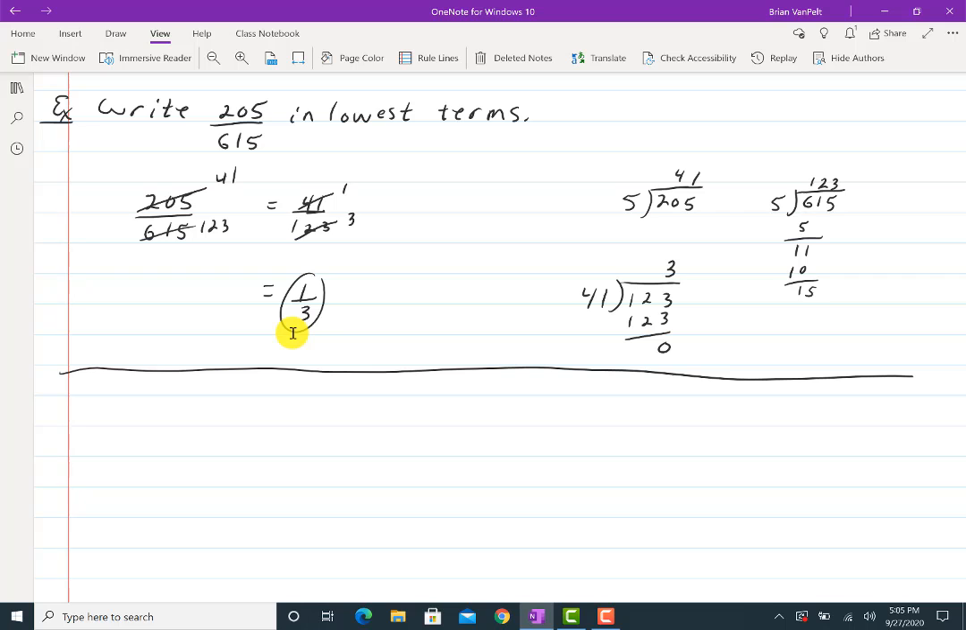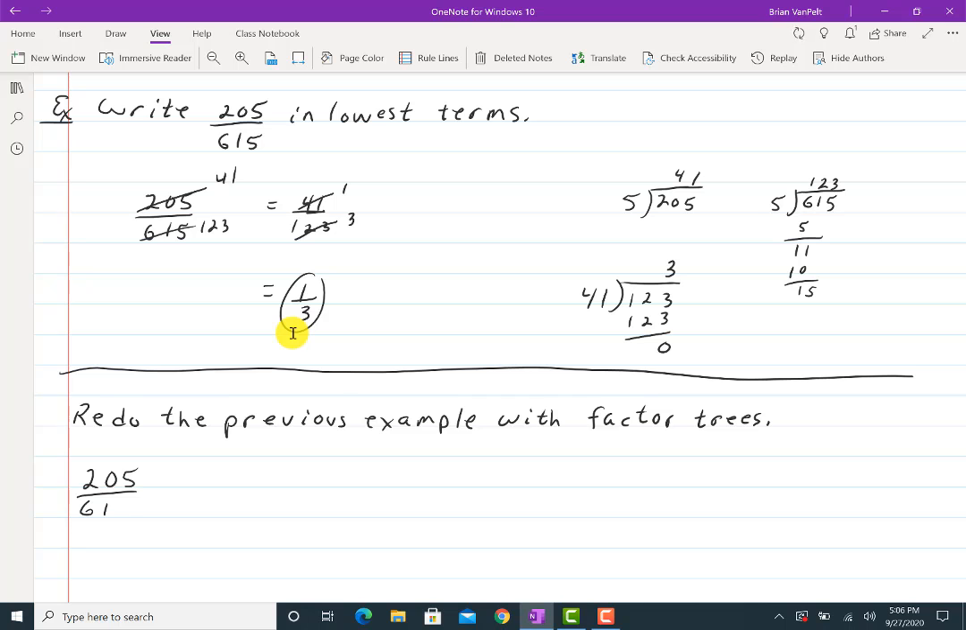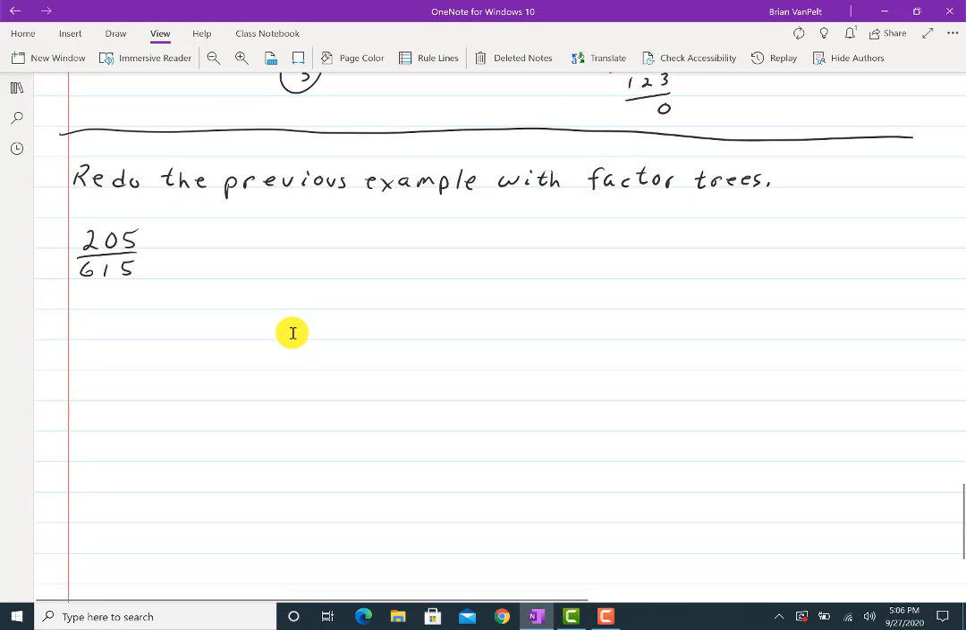Now, let me redo the previous example with factor trees. So what we look at here is still 205 over 615, except I'm going to try to break the 205 up into its factors. I'll show you what I'm talking about.